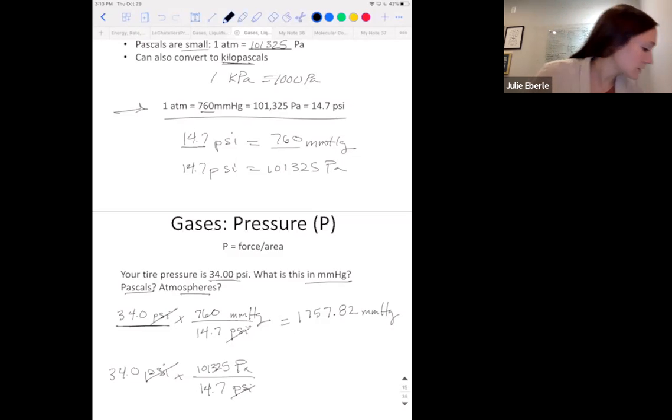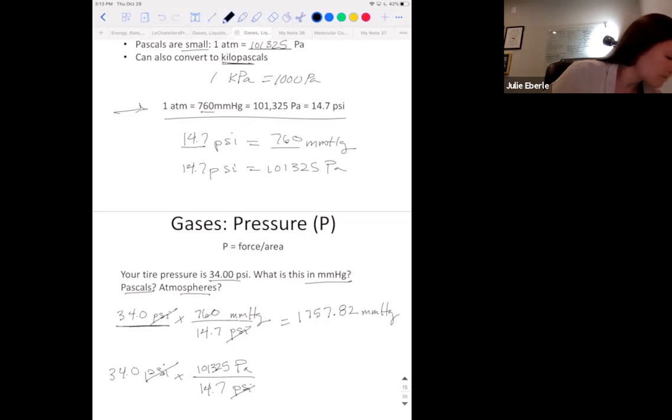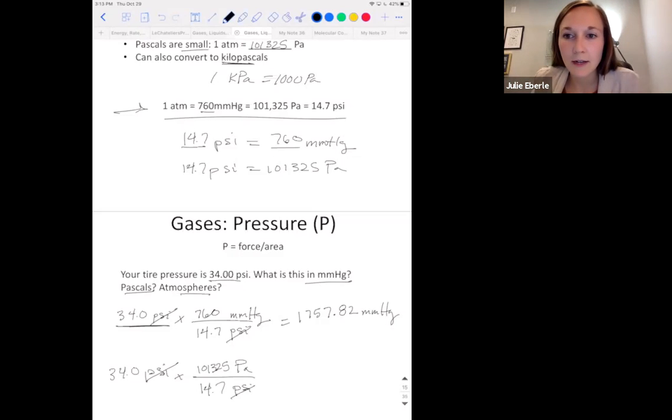Oh, my computer has 5% battery. And I don't have my charger. Let me go see if someone has one real quick.